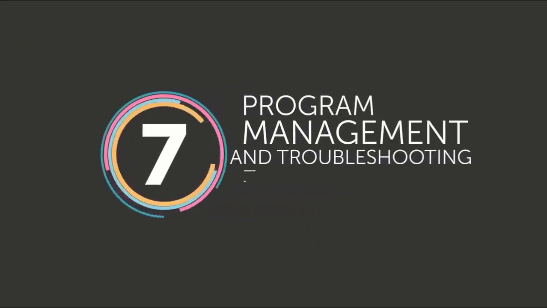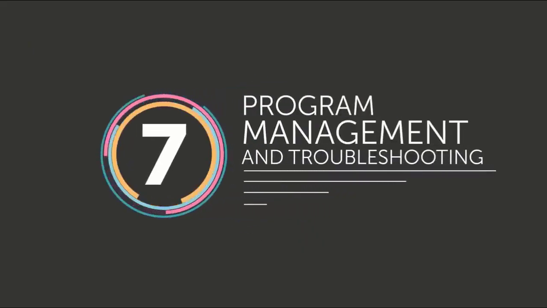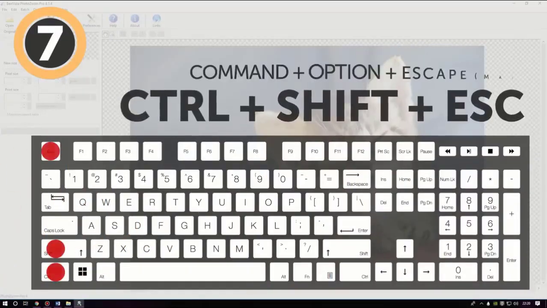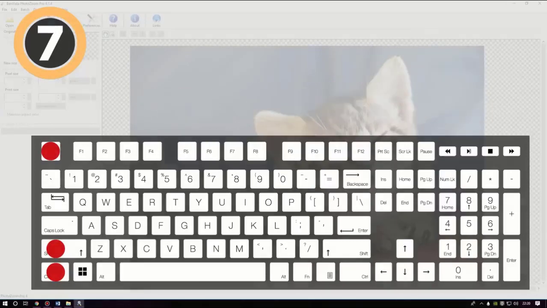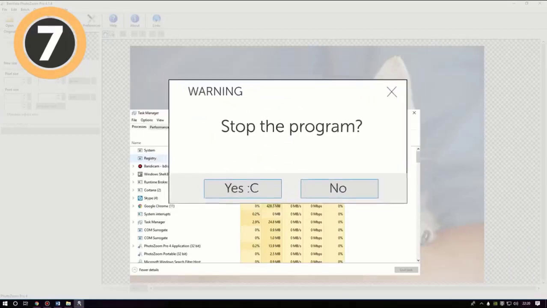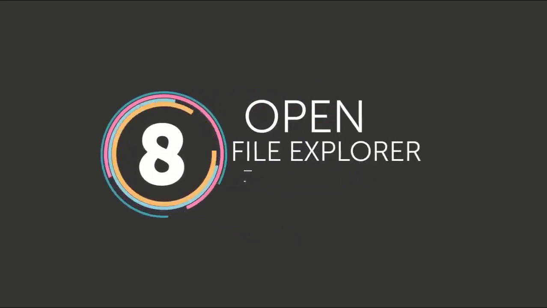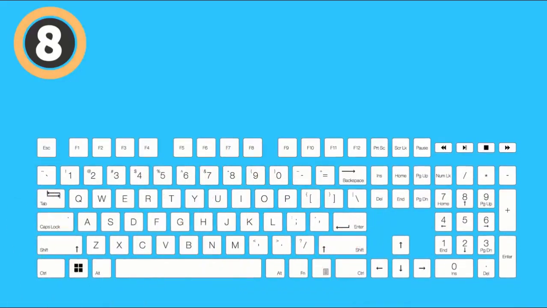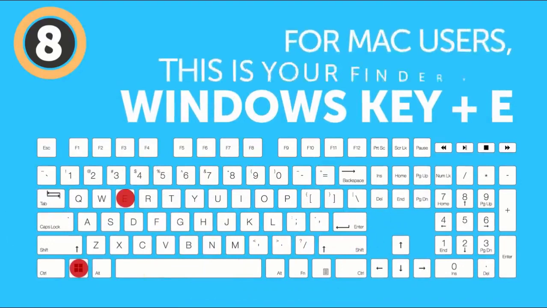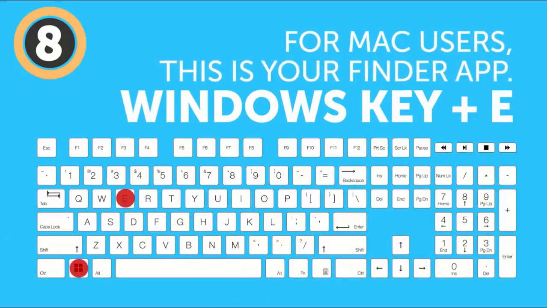Number 7. Program management and troubleshooting. Control plus Shift plus Escape, or Command plus Option plus Escape if you're working on a Mac. It'll open the Task Manager, which will help you force quit any malfunctioning app or stop the ones that aren't responding. Number 8. Open File Explorer. Pressing the Windows key plus E opens the File Manager window on your PC. For Mac users, this is your Finder app.